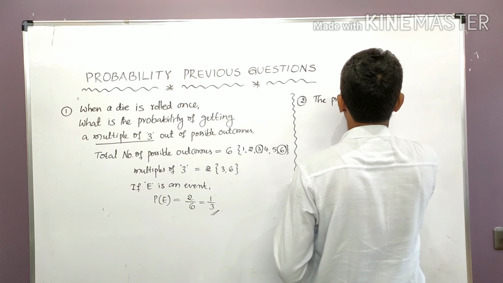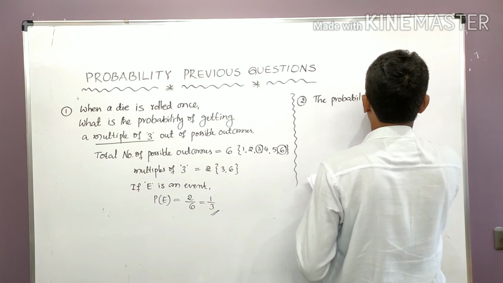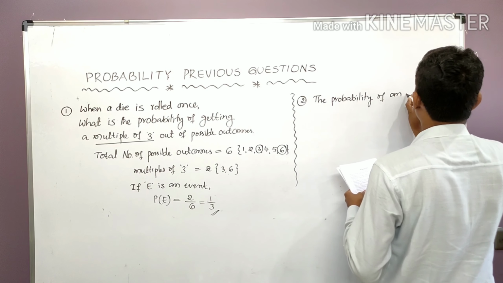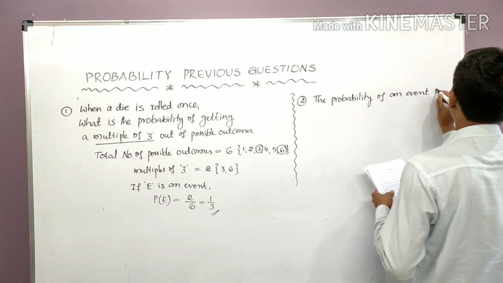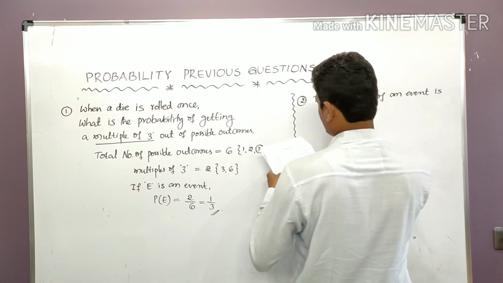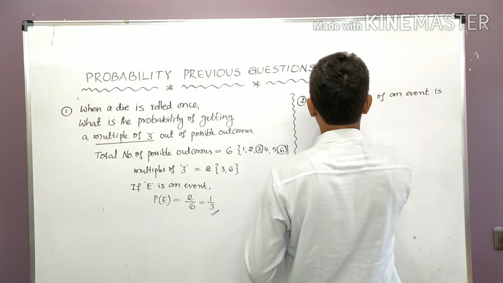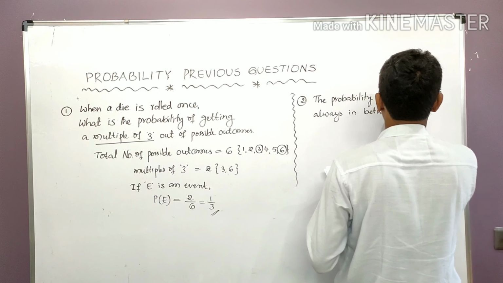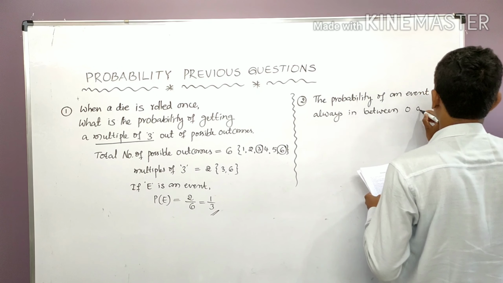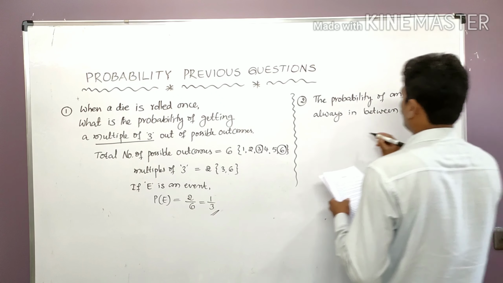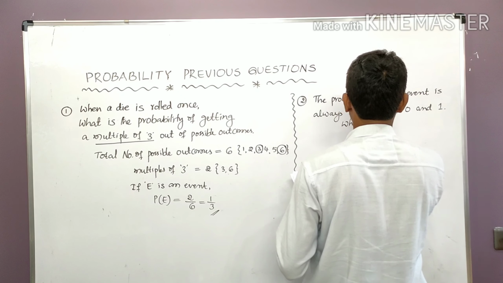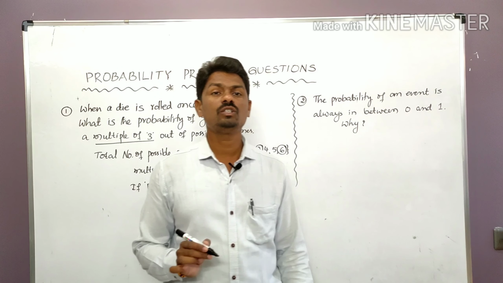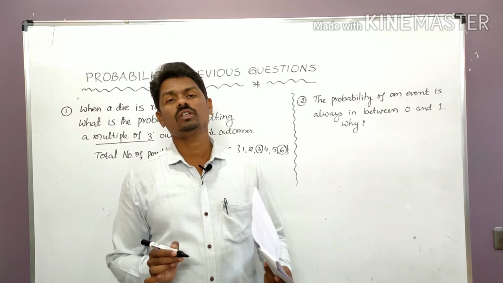The probability of an event is always in between 0 and 1. Why he is asking? Why does it always lie in between 0 and 1? The probability of an event always lies in between 0 and 1. Why he is asking, we have to say the reason.